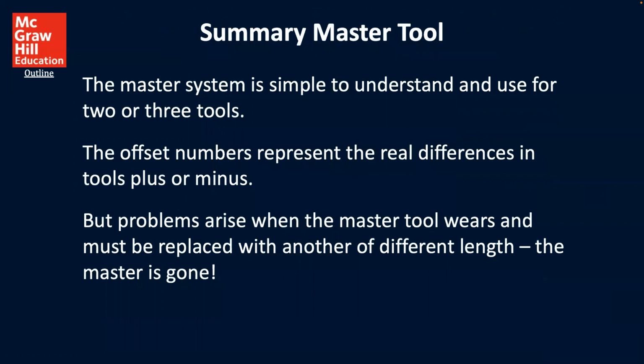So for a summary, the master tool system is simple to understand and use for 2 or 3 tools. The offset numbers represent the real difference in tools, plus or minus. The problems arise when the master tool wears and must be replaced with another of different length. The master is gone.